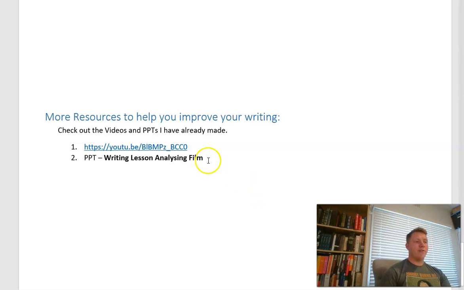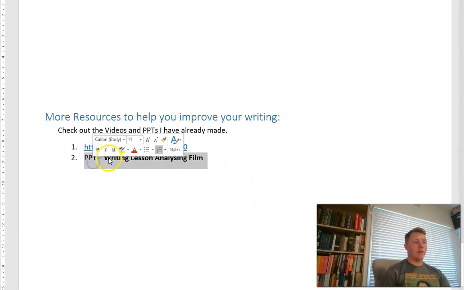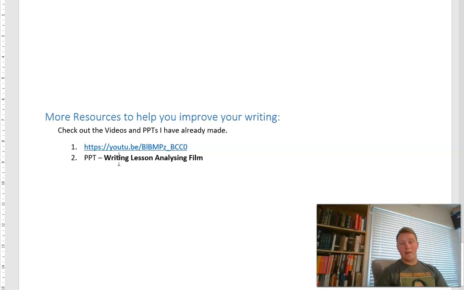Lastly, there's a couple of things you can find on Compass already. So there's a PowerPoint writing lesson analysing film. Go back and have a look at that. I think that was from about week 4. And there's also a video here that you can click the link on. Me walking through this process on a different example. I think we were looking at society in Los Angeles and all that sort of stuff as well.